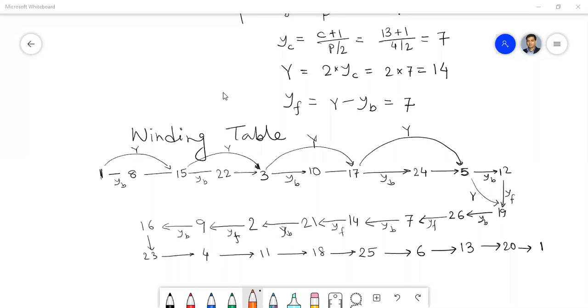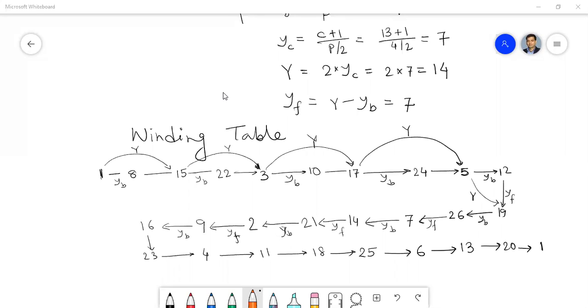Sir, 4. Yes, 4, because it's a 4-pole machine. So you have to distribute your 12 coils into these 4 parallel paths. Then in one parallel path, how many coils will come? 3. Okay, so that means 3 into 10, so 30 volts. So each parallel path will contribute 30.